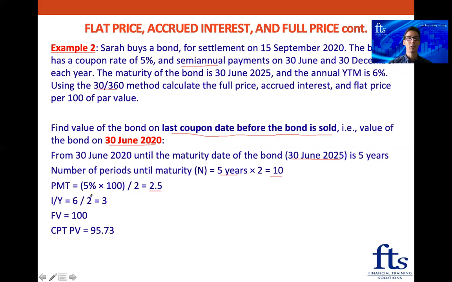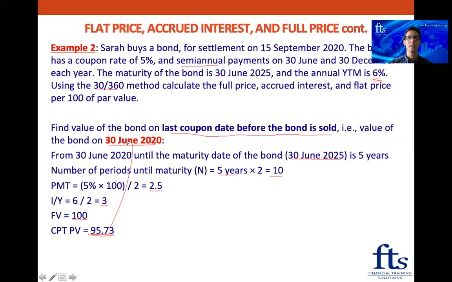And the interest rate per compounding period, so they gave us the discount rate 6%, it's going to be 3% then every 6 months. That's the interest rate per compounding period. And we know the future value is the par, what we get back, $100. And there we get the present value. So now what we've got is this. This is the value here on 30 June 2020. This is the full price of the bond on 30 June 2020.